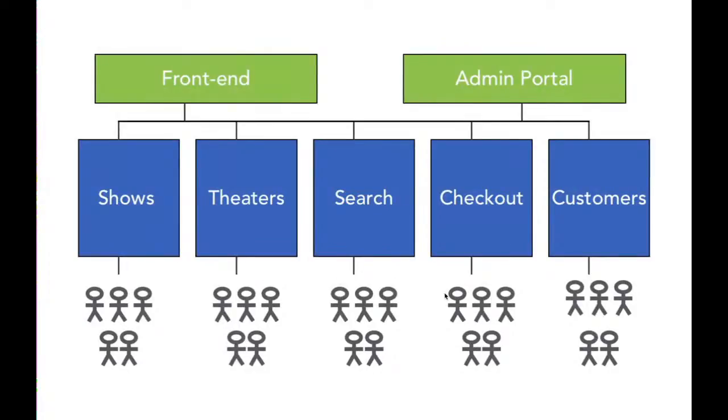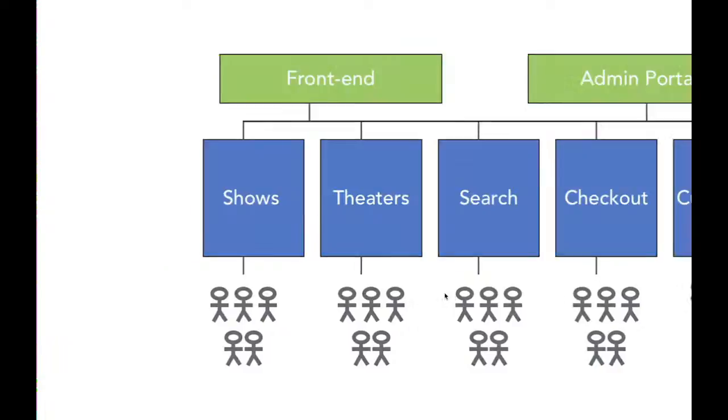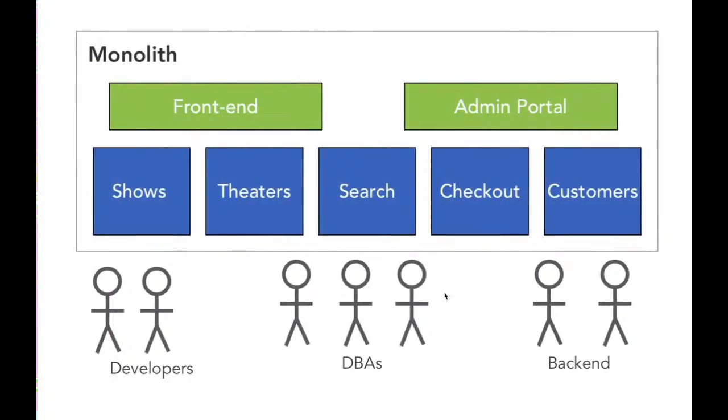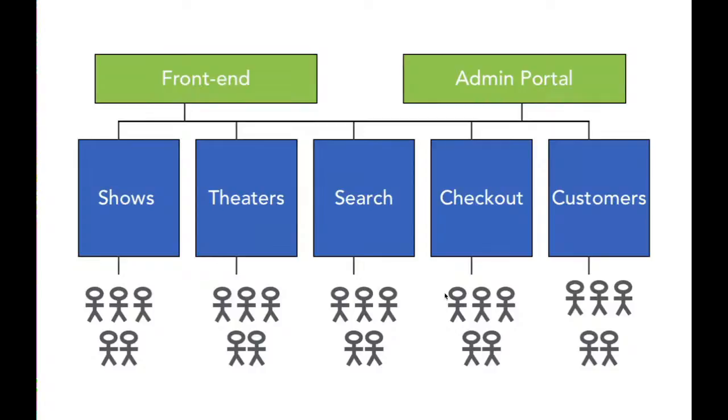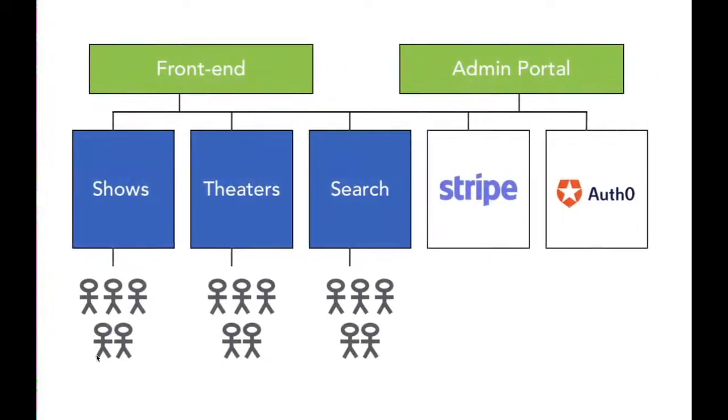Awesome. So here on the slide, we're basically breaking down our monolith into different microservices. So these different microservices can be interacted with by different teams. We have a team for shows, for theaters, for search, for checkout, for customers. And what's cool about this microservice architecture is it allows us to swap out different pieces of the app for third-party services. So we have Stripe for all our payment processing.